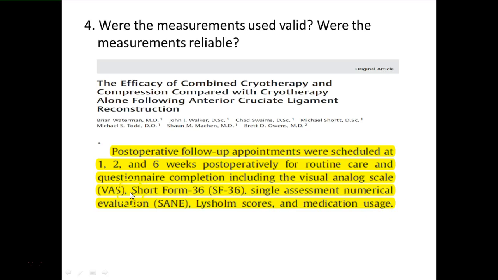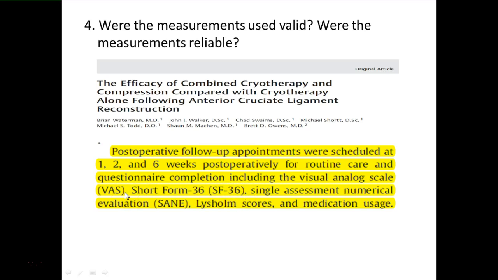What I know about the VAS and the short form is that they are highly valid self-reported function tools to use to assess post-operatively. So we could say that yes, the measurements are highly reliable and valid. One thing that would make this research article a little bit stronger is to actually report what the reliability measurements are for each of the outcome measures.